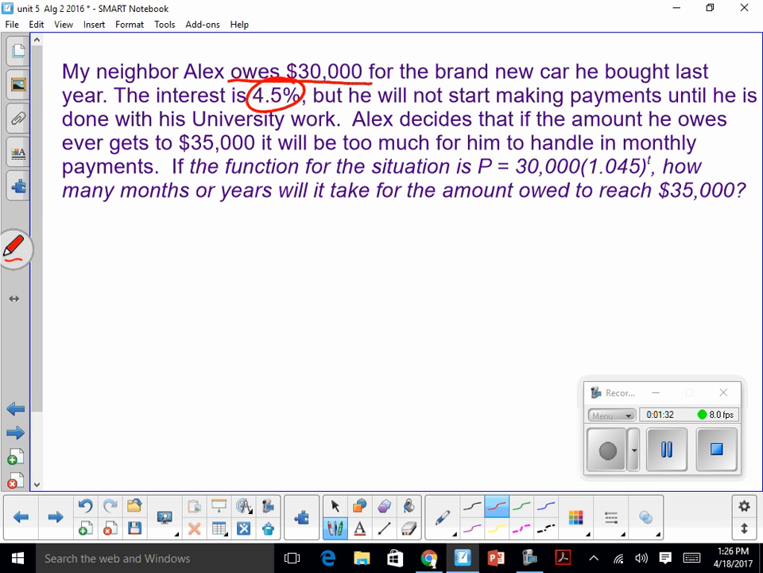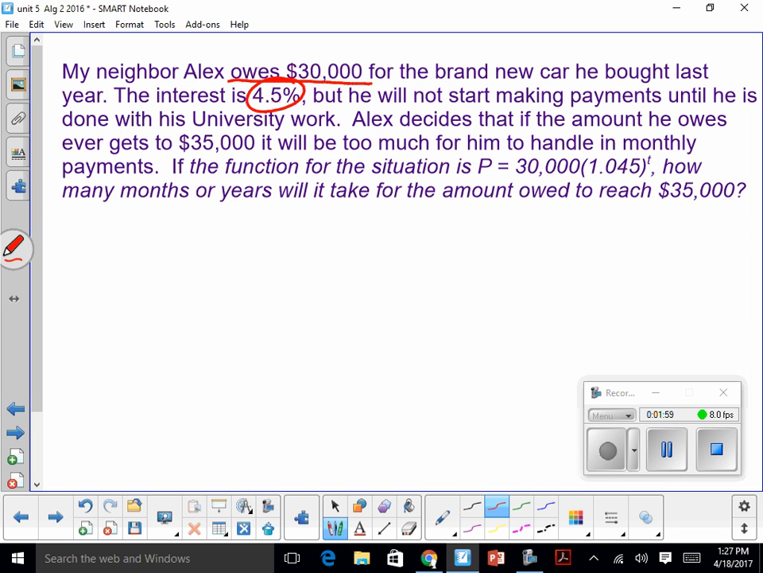I'm just reading through the big problem so that you know for this particular one, they give it to you right at the end. But he will not start making payments until he is done with his university work, which is usually about 6 months after. The fact that they tell you when you start paying back the loan is to fool you, to confuse you. So when you see this later and they say it's going to take a few months to pay back, ignore that part when you're creating your equation. For your equation, you need to know how much you started with and how fast it's growing.